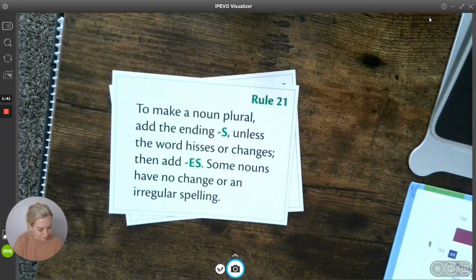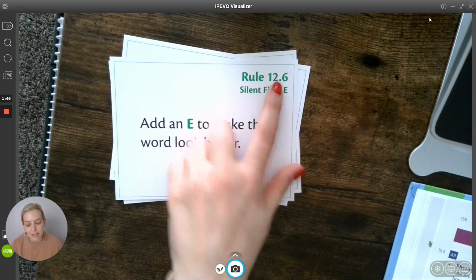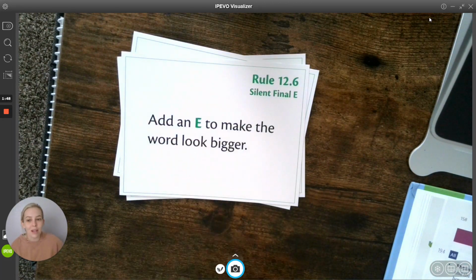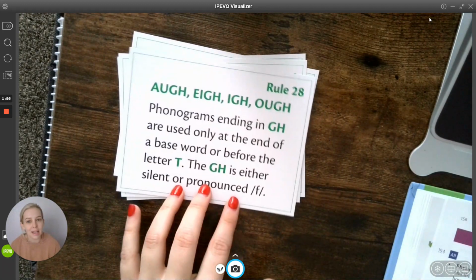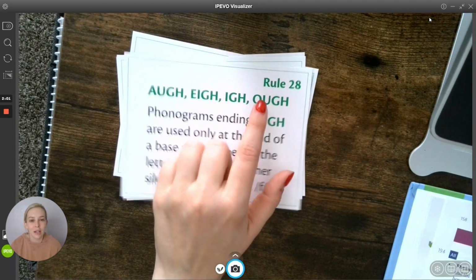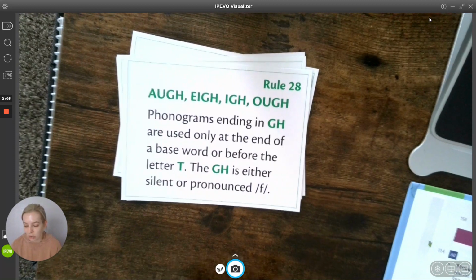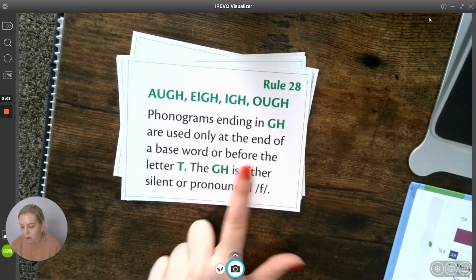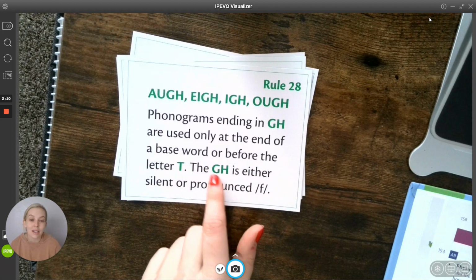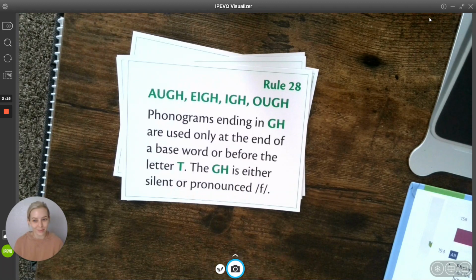And then I want to review silent final E, rule 12.6. Add an E to make the word look bigger. And spelling rule 28. A-U-G-H, E-I-G-H, I-G-H, and O-U-G-H. Phonograms ending in G-H are used only at the end of a base word or before the letter T. The G-H is either silent or pronounced. Awesome.